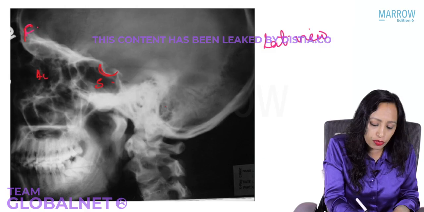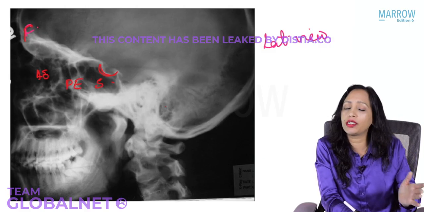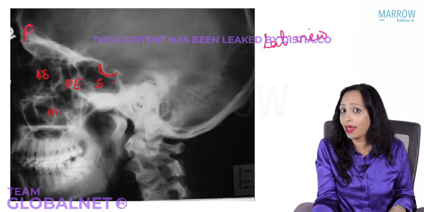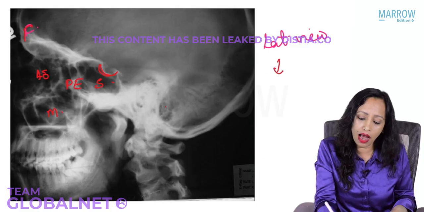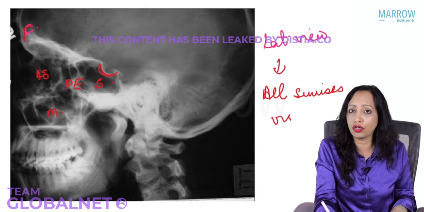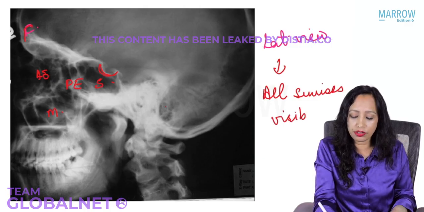We have the anterior ethmoid. We have the posterior ethmoid, just before the sphenoid sinuses, and we have the maxillary. So we can say that all the sinuses are visible in the lateral view.